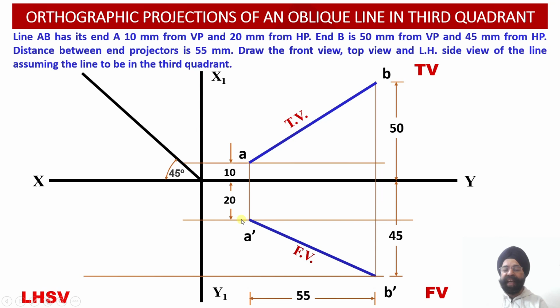So even in the side view, this distance will be below the XY reference line. That is, point A double dash will also be lying on this particular horizontal locus line. Similarly, whatever is the distance of the point B in the elevation, that is B dash, below the horizontal plane or below the XY reference line, that is equal to 45 millimeter.